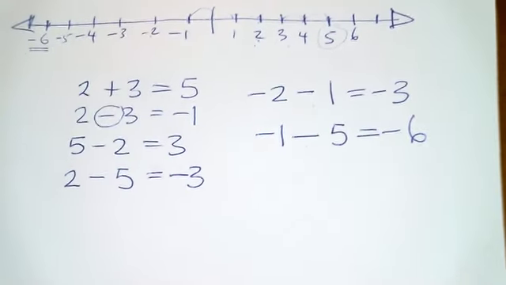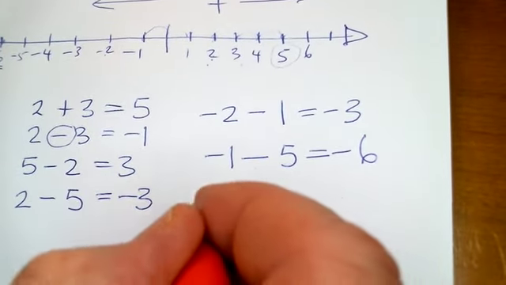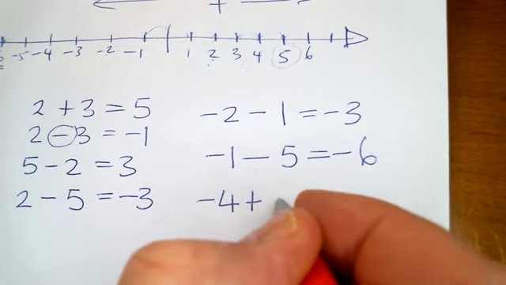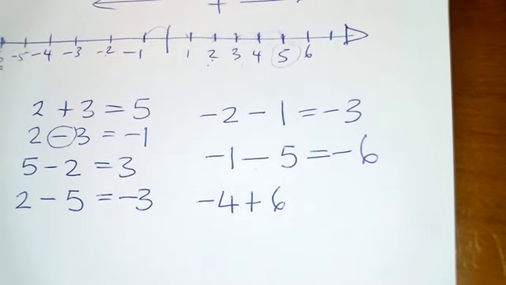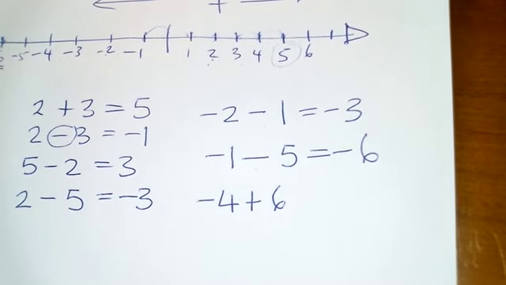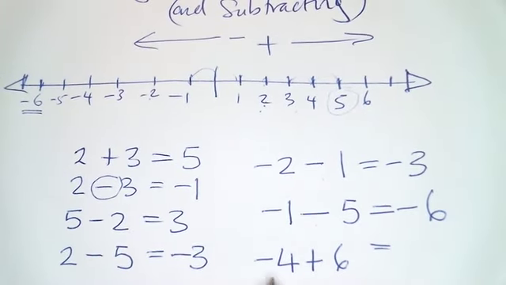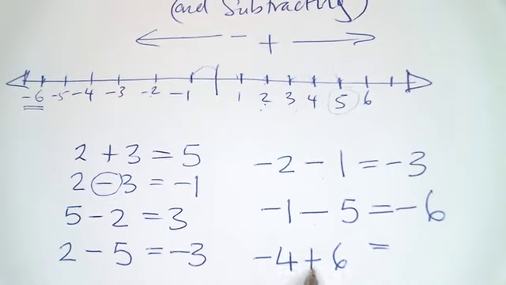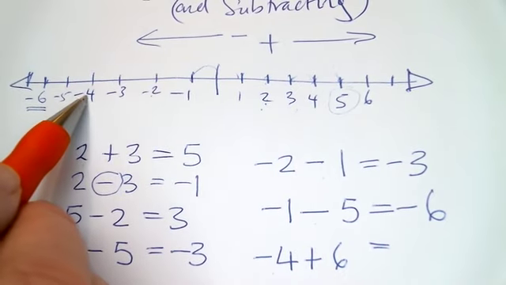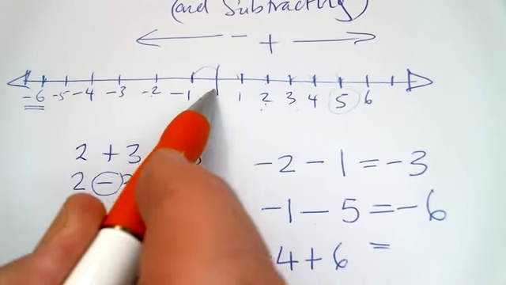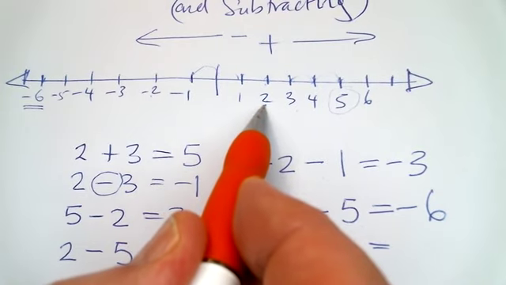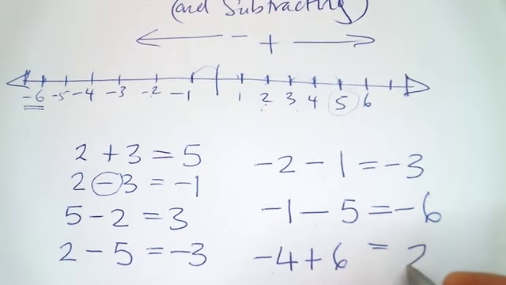What about we do it differently? What about I start at -4 and I add 6? Let's see how that plays out. So I start at -4, here it is, and I'm going to go 6 in the positive direction. -4, 1, 2, 3, 4, 5, 6, and I end up at 2.